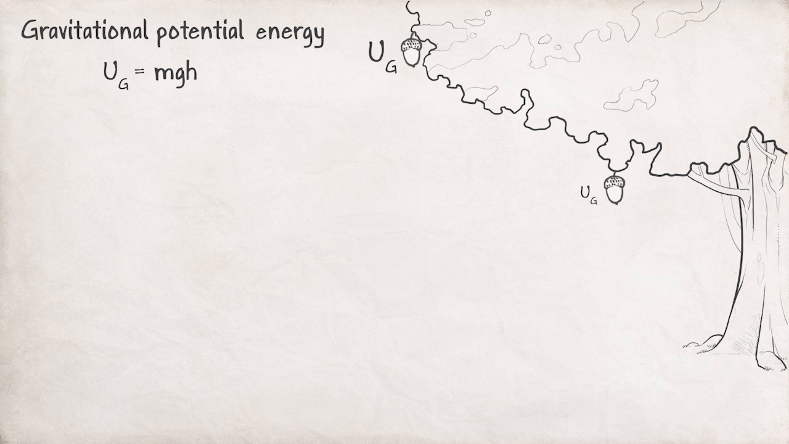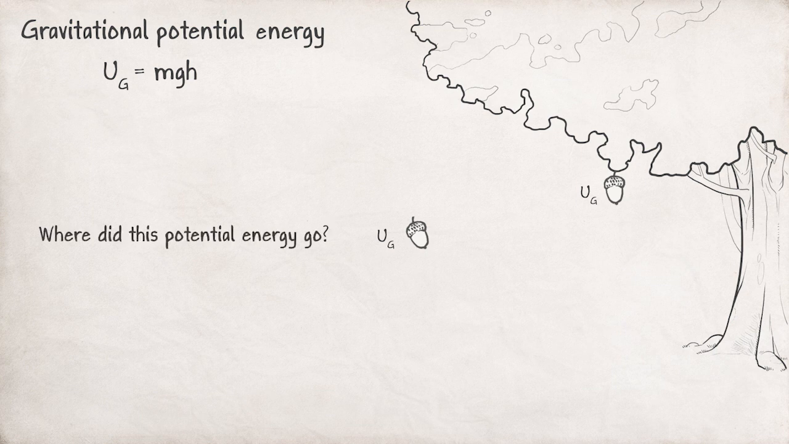The higher an object is, the more potential energy it has. Once they fall, however, the height decreases, and so does their potential energy. Where did this potential energy go? The correct answer is that the potential energy changes into kinetic energy.